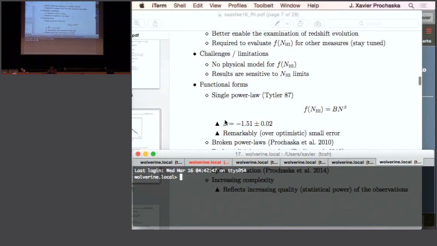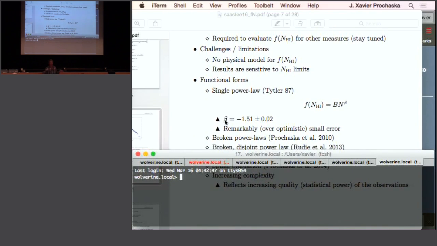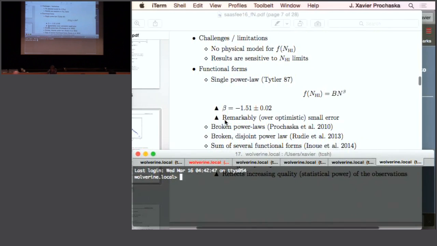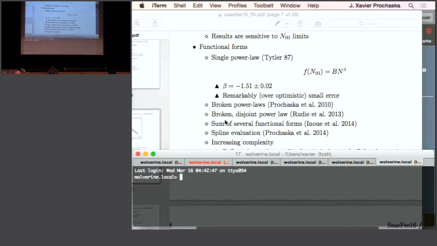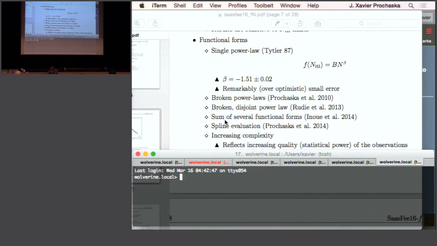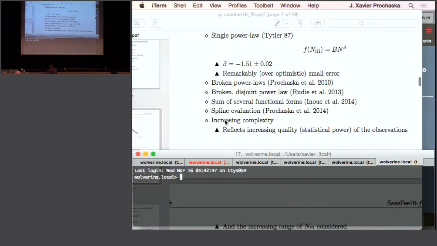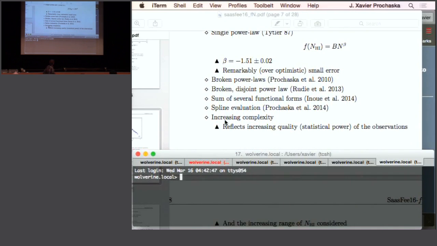But as time has gone on and the data has gotten better, and as we've extended the distribution function to a wider range of column densities, we've gone to broken power laws, broken disjoint power laws, the sum of several functional forms, and then I've landed on Hermite Gaussian spline functions that are monotonic over the distribution function. I'll show you that ugly form probably at the end of tomorrow's lectures. Anyways, the increasing complexity reveals the increasing quality of the data as well as the larger range of column densities that we apply it to.